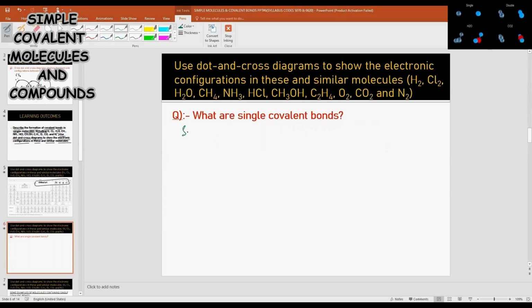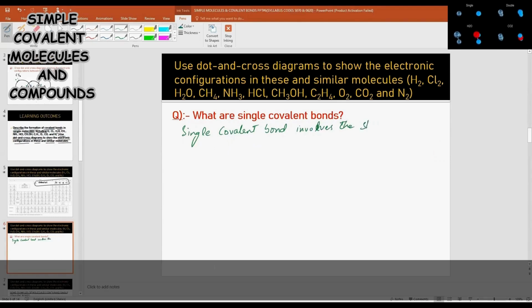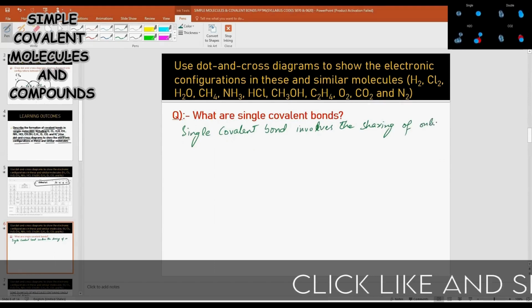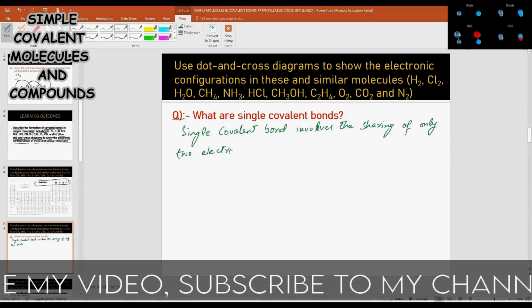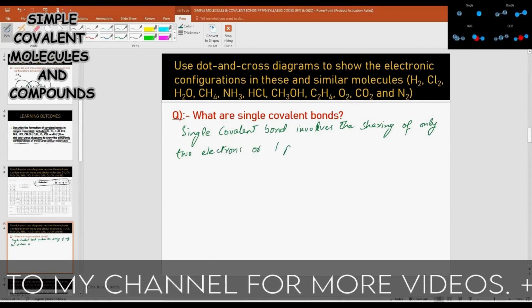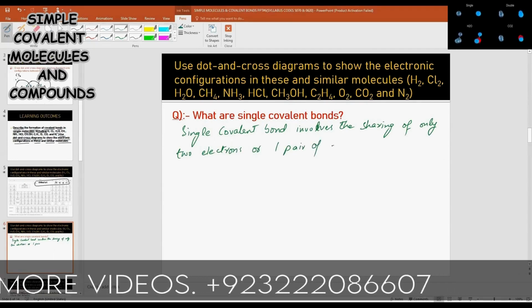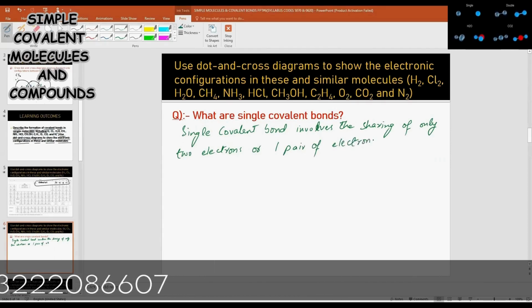Single covalent bond involves the sharing of only 2 electrons or 1 pair of electrons between 2 atoms.